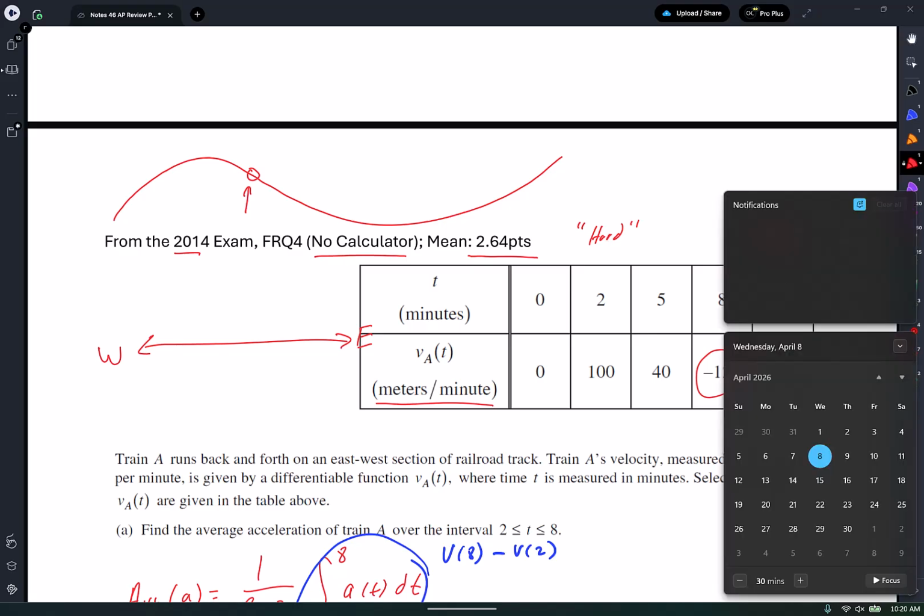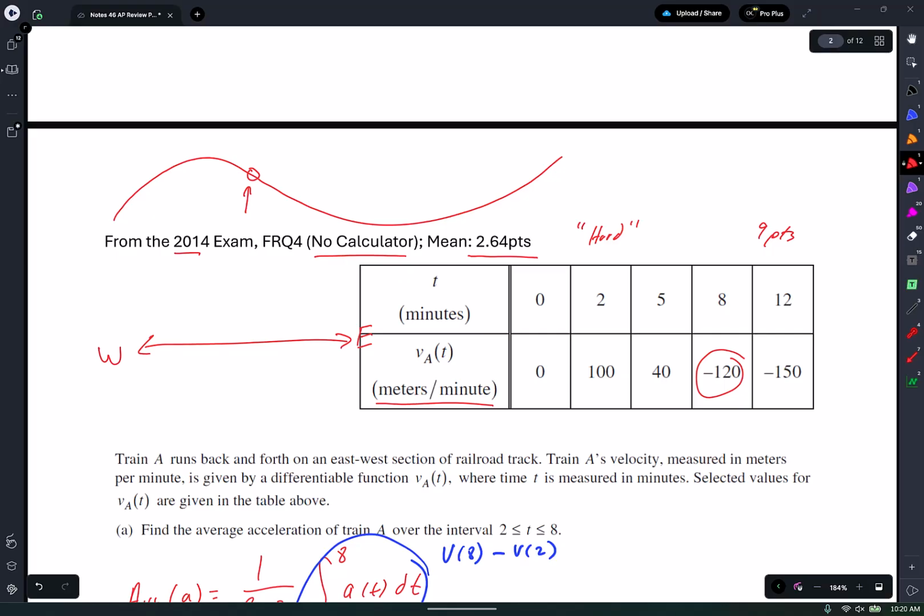And you can't have, like, here's what I'm trying to say, guys. You can't have a cusp. At that moment, a cusp is like a corner. So you're not going to have that with the velocity of a train.